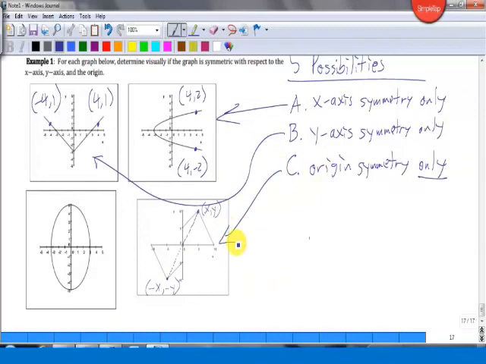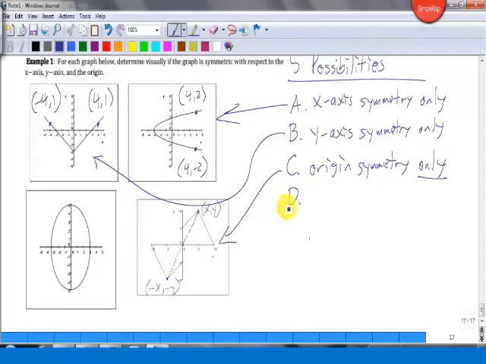Right there. That graph is symmetric with respect to the origin, but is not symmetric with respect to the x-axis. You pick xy up there, you look down there for x, -y, not going to find it. You see xy right there, you look over for -xy, not going to find it. So it doesn't have x-axis symmetry. It doesn't have y-axis symmetry. It does have origin symmetry, but only origin symmetry.